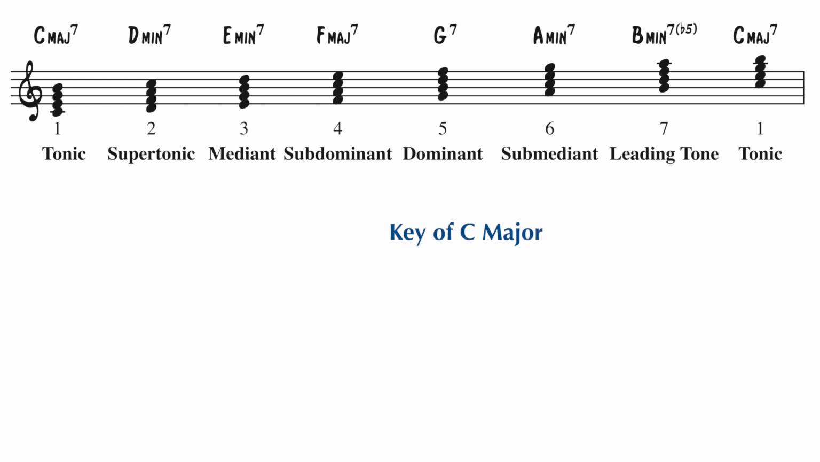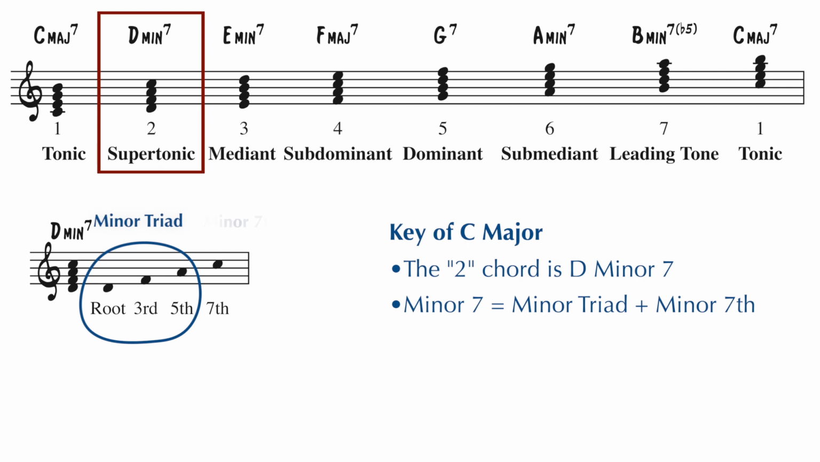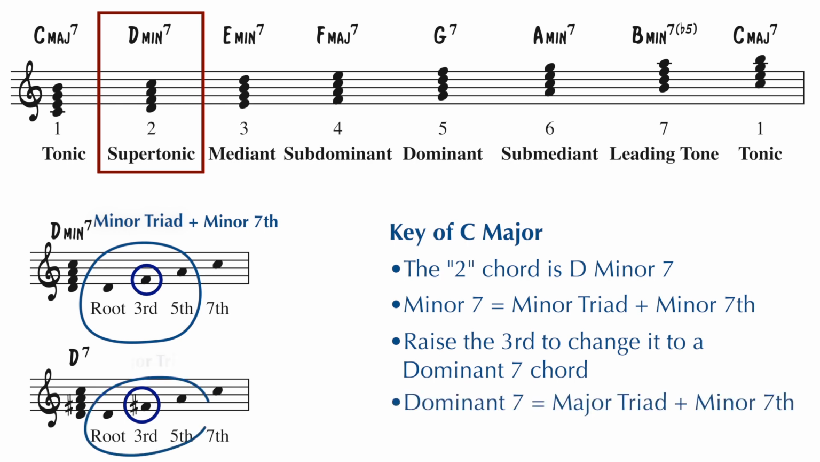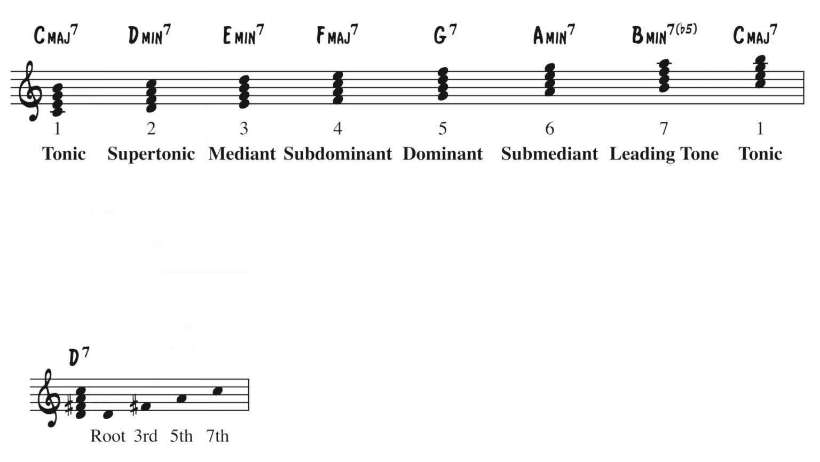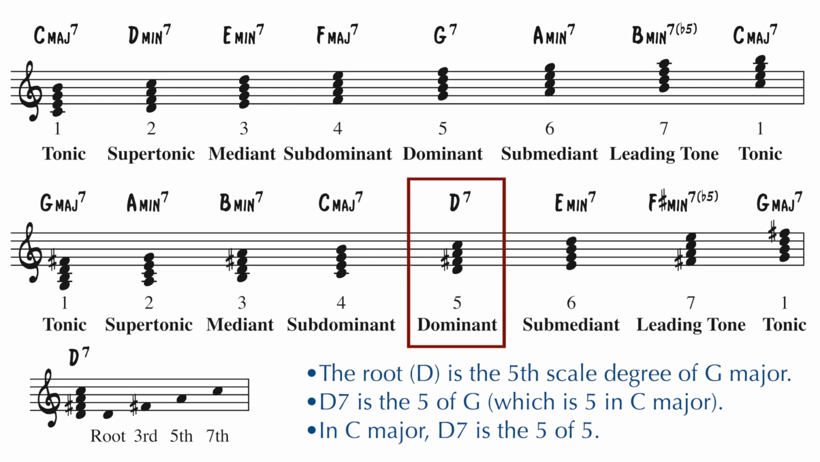If we're in the key of C major, the 7th chord based on the 2nd scale degree is normally D minor 7. It has a minor triad on the bottom with a minor 7th above the root. We can alter this chord by raising the 3rd from F to F sharp. And now we have a D7 chord, which has a major triad on the bottom with that minor 7th on top, or a dominant 7 sounding chord. The root of this D7 chord, or the D, is the 5th note of the G major scale.